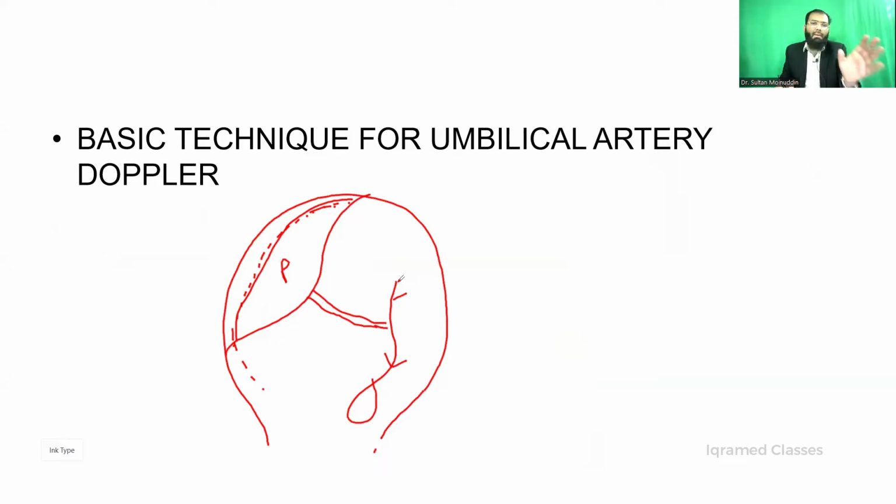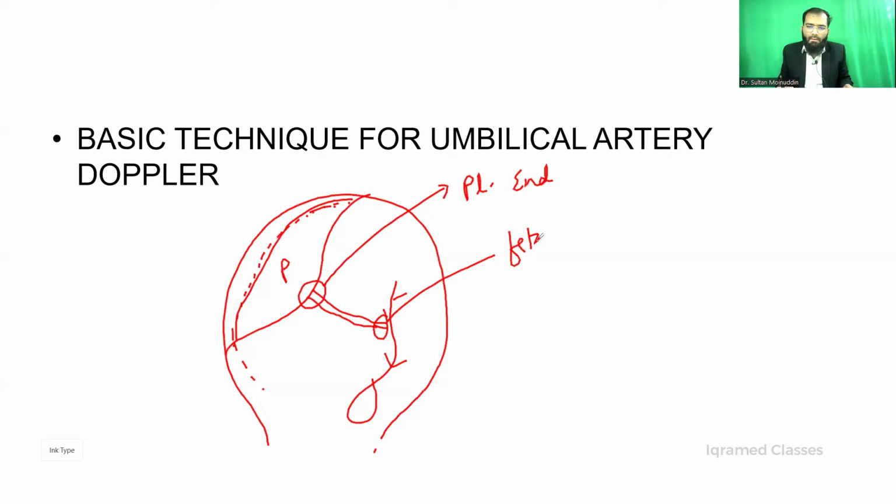Right? This is what would be there. So, now there are three important segments of the umbilical artery. One which is near the placenta. So, this is called the umbilical artery near the placental end. Number two is one which is near the fetus. This is the umbilical artery at the fetal end.